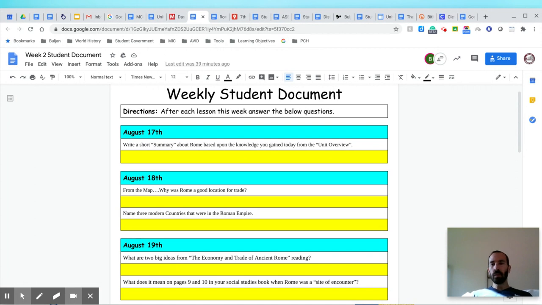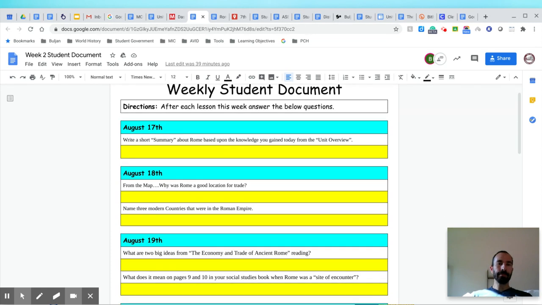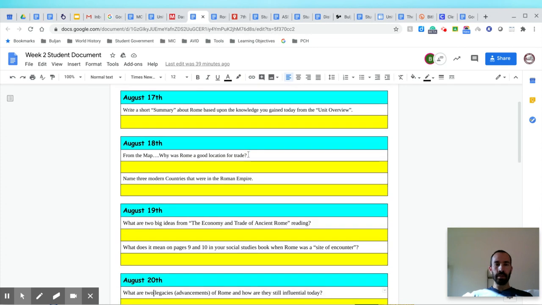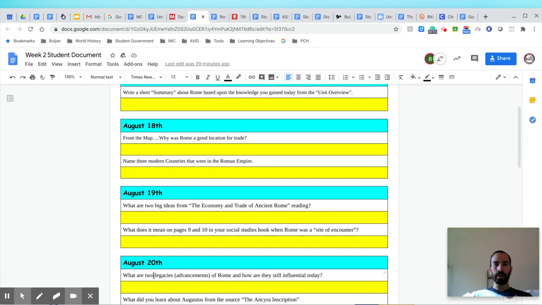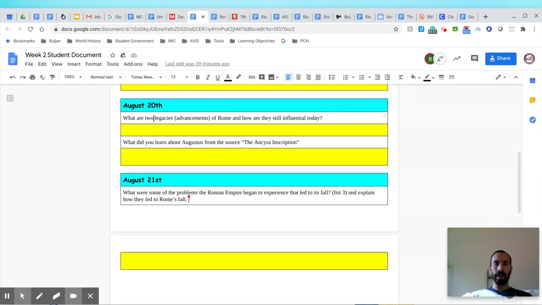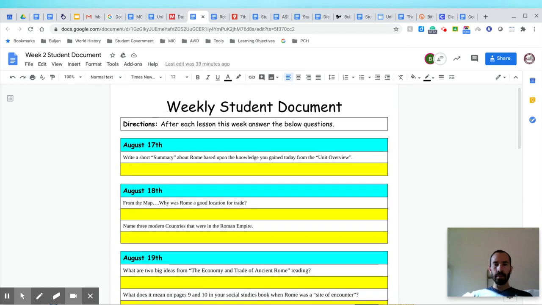So for this week, after every class, access your weekly student document, go to the date, and then follow the directions in that box for that date. And the yellow areas are where you're going to address or answer the questions or write a summary. So that is what we have for today.